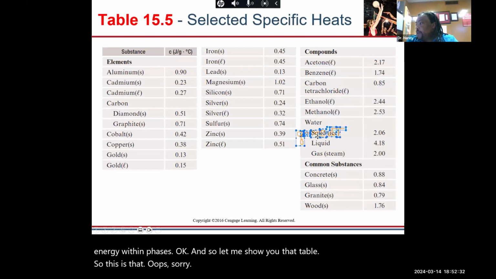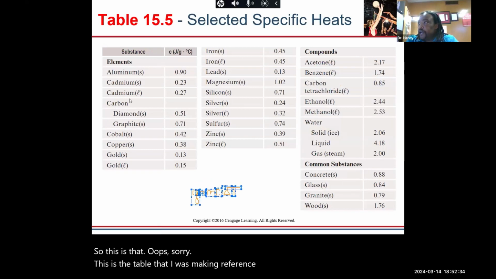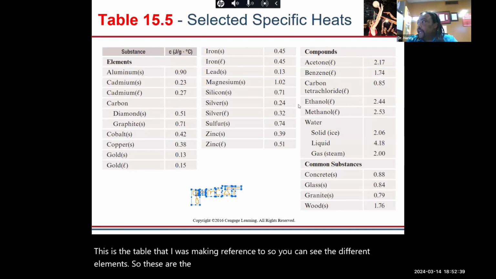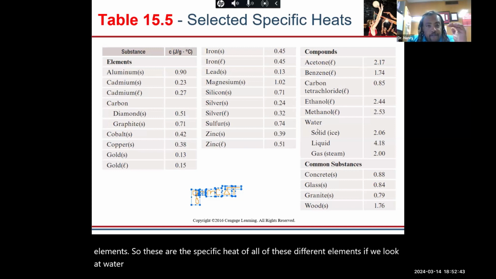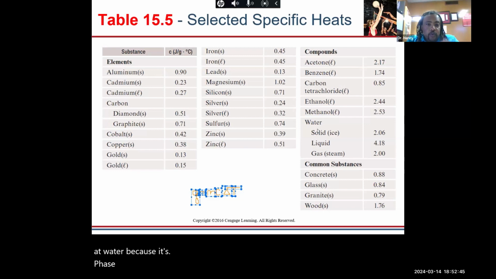This is the table that I was making reference to. So you can see the different elements. These are the specific heats of all of these different elements. If we look at water, because it's phase dependent, we have to pay attention to the phase that we're in to determine which of the C's that we're going to be using, okay?